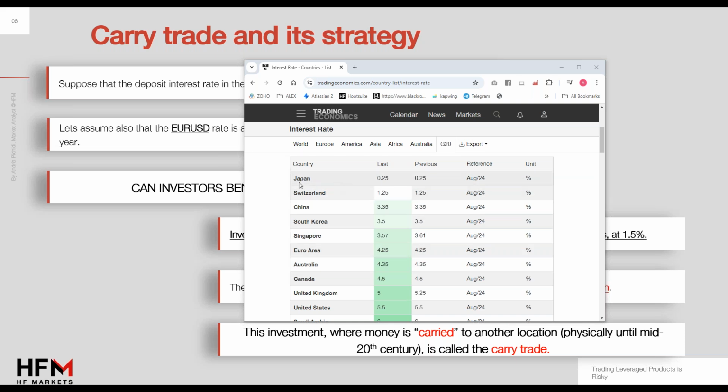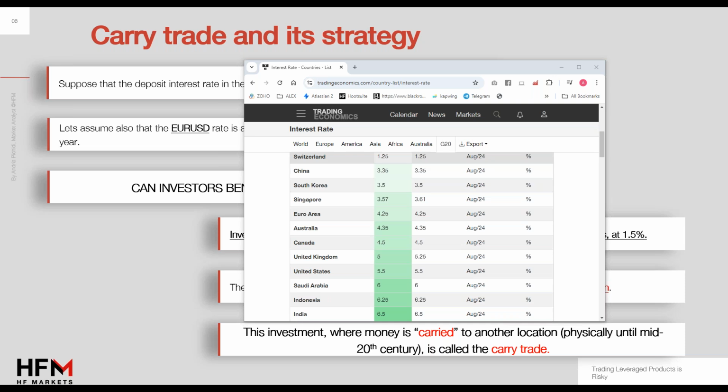So we can see that in Japan we have a 0.25% interest rate. China, 3.35%. Euro, 4.25%. United Kingdom, 5%. United States, 5.5%. So you can see that they have a gap between them. They have a significant difference, some of them especially.